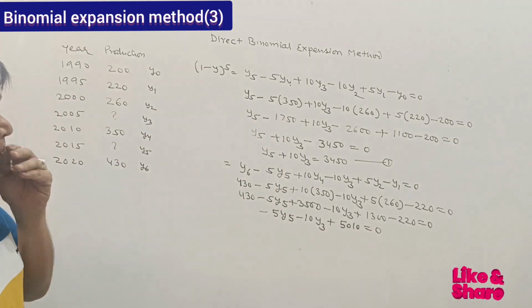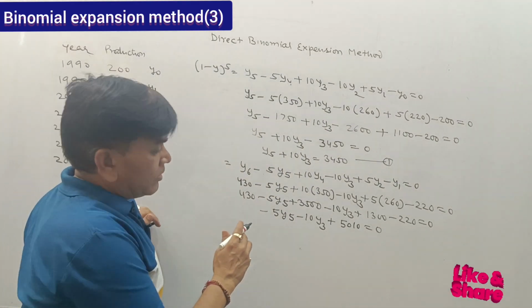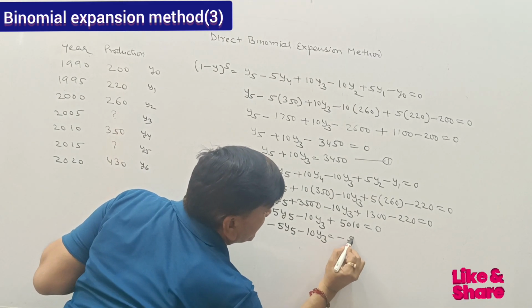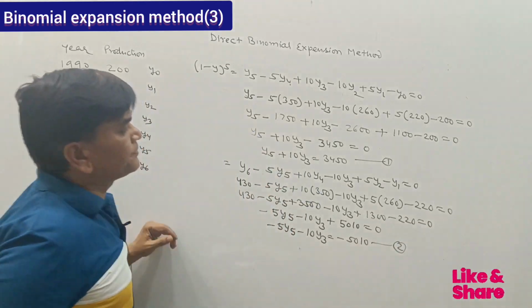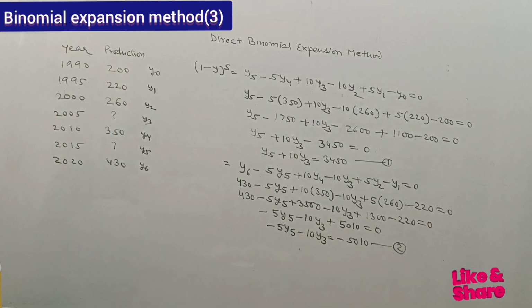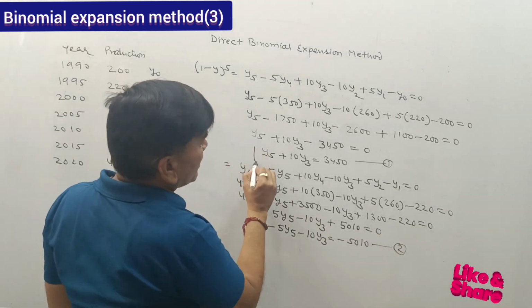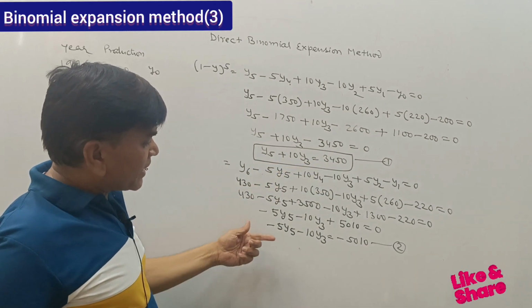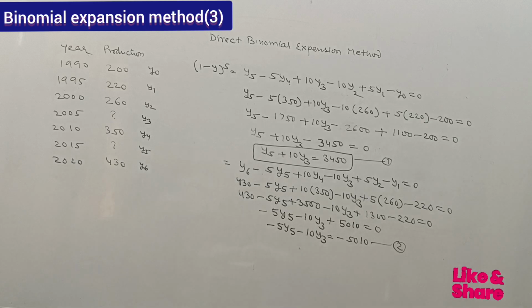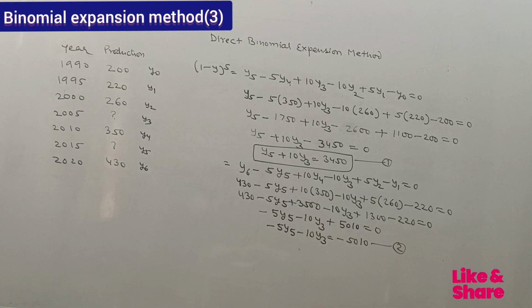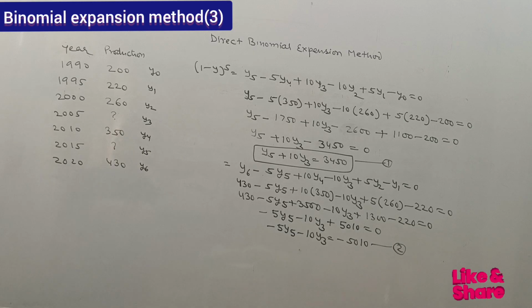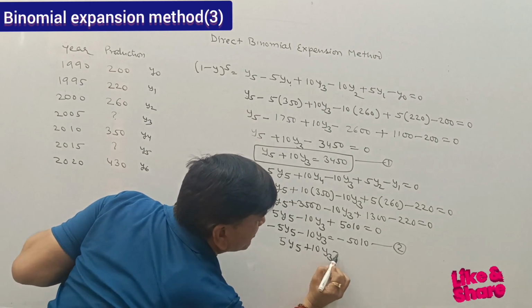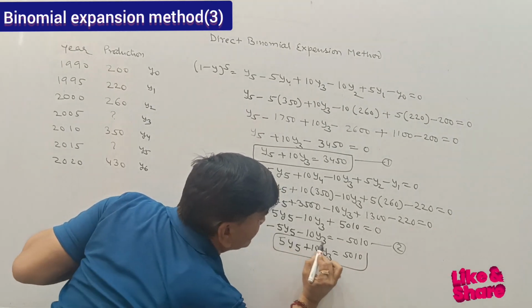Okay. So minus 5y5 minus 10y3 is equal to minus 5010. It's equation number two. We are having two equations. The first equation is y5 plus 10y3 is equal to 3450, and the second equation is 5y5 plus 10y3 minus, common, 5010.